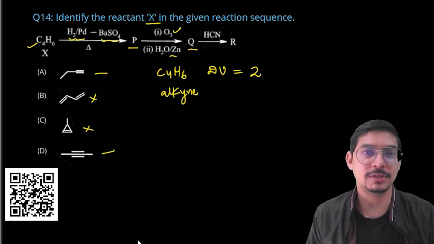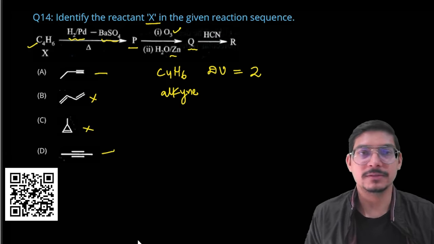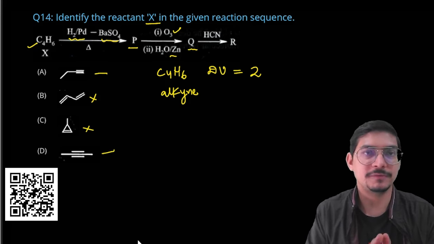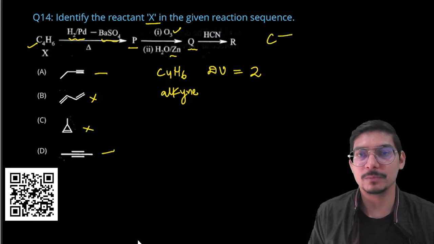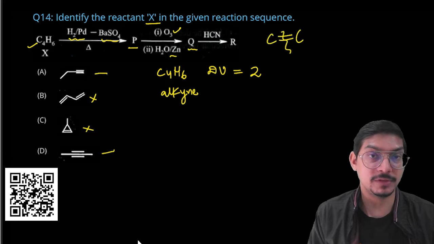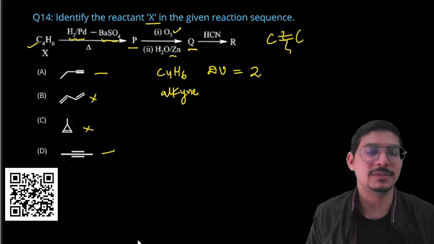This is the key information in this question. The reaction ozonolysis involves the breakdown, the fragmentation of a molecule. If there is a carbon-carbon double bond present, then the molecule breaks down at that point. But here we are only getting a single product Q, which means that the alkene here has to be symmetrical.